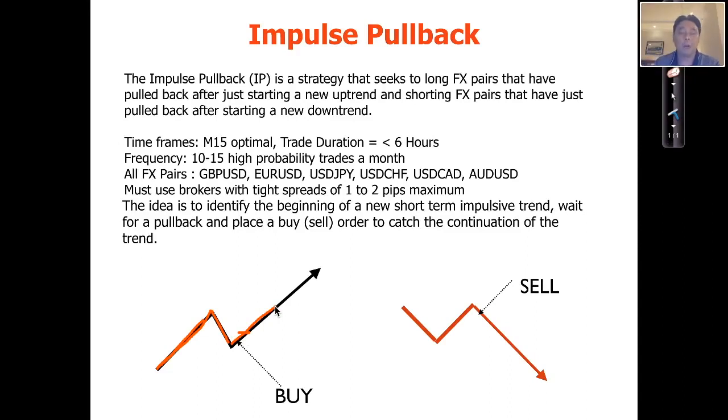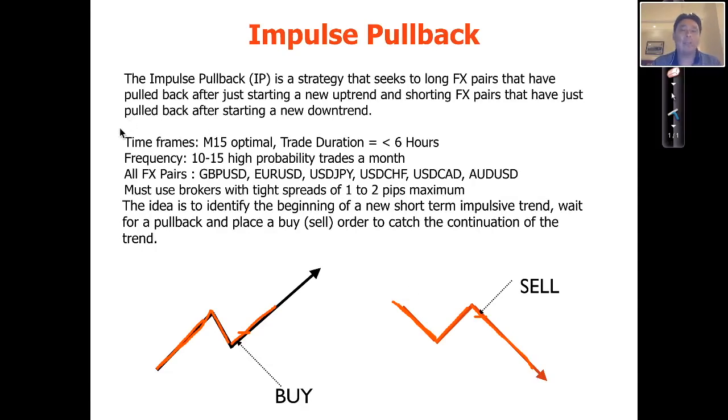Similarly, if we want to go short, we're looking for a signal of a new short-term downtrend over here. So that's a new short-term downtrend. And again, we wait for a minor pullback or retracement from the candlestick patterns. And we place our sell order over there to catch the continuation of the trend, the new impulsive wave going down. Again, we're going to go into the specifics in a while.